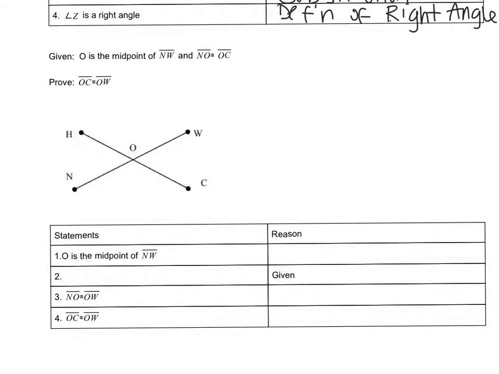So next, we're given that O is the midpoint of our segment NW and that NO is congruent to OC. And we want to prove that OC is congruent to OW. So we always start with what we're given. So one thing we're given is that O is the midpoint of NW. So its reason would be given.